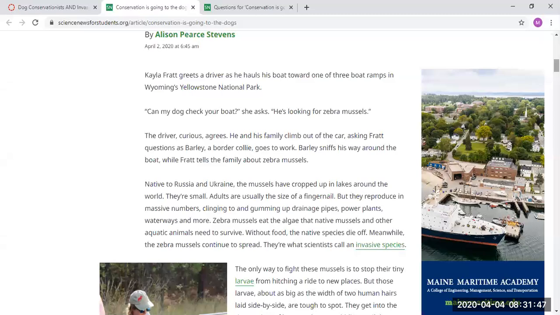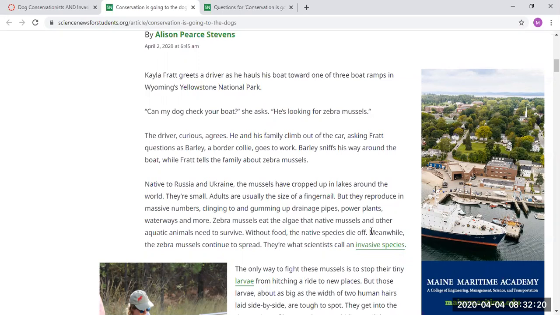Native to Russia and Ukraine, the mussels have cropped up in lakes around the world. They're small. Adults are usually the size of a fingernail, but they reproduce in massive numbers, clinging to and gumming up drainage pipes, power plants, waterways, and more. Zebra mussels eat the algae that native mussels and other aquatic animals need to survive. Without food, the native species die off. Meanwhile, the zebra mussels continue to spread. They're what scientists call an invasive species.